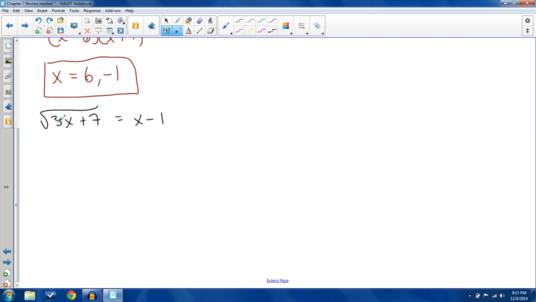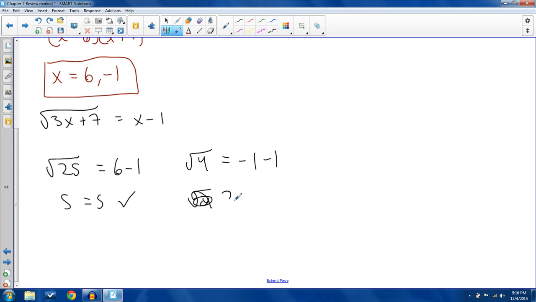Try 6. 3 times 6 is 18. 18 plus 7 is 25. Square root of 25 equals 6 minus 1. 5 equals 5. 6 checks out. Let's try negative 1. 3 times negative 1 is negative 3. Negative 3 plus 7 is 4. Square root of 4 is negative 1 minus 1. Square root of 2 equals negative 2. No, it does not. So what happened?